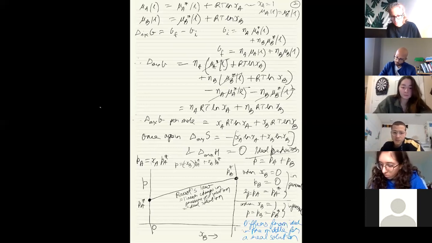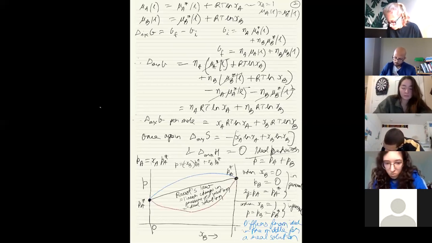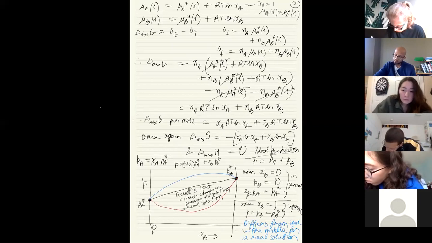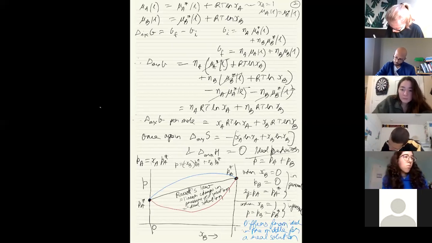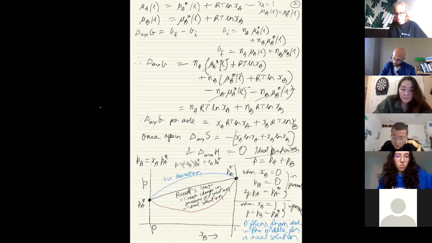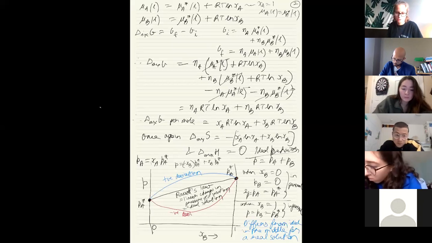A positive deviation can look like this. A negative deviation can look like this. You might ask, does it always have to be positive or negative? Actually, I don't know. It might very well cross. And I missed an L in my Raoult's law. So this one is called positive deviation. This one is called negative deviation.